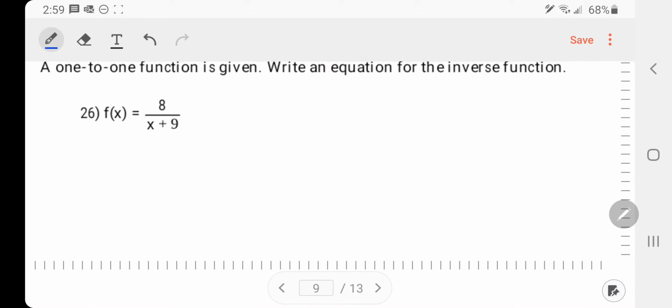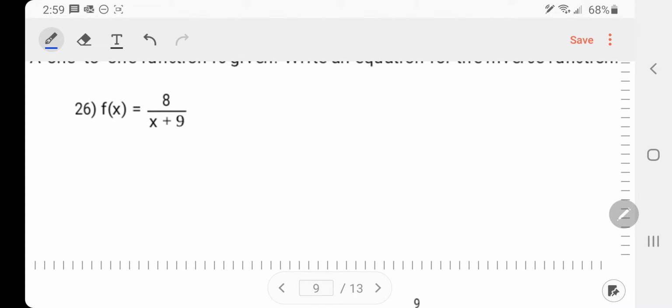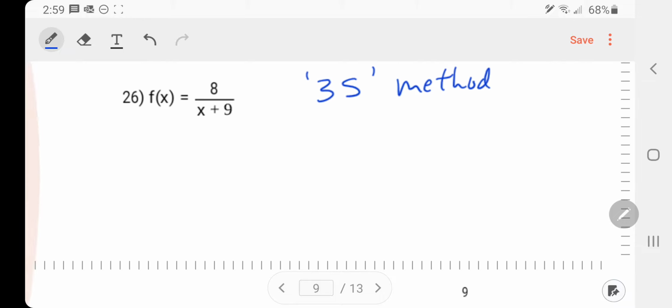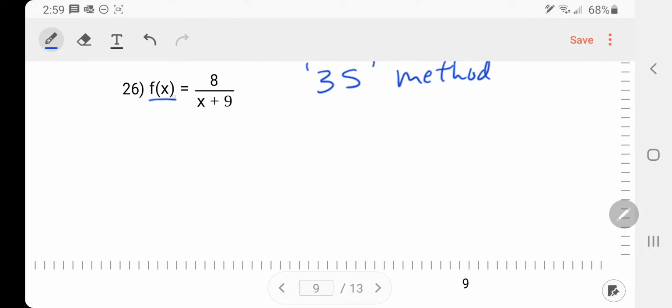Next, number 26, a one-to-one function is given. Write an equation for the inverse function. And this is going to be the 3S method. Anytime you're finding an inverse function, you want to use the 3 S's. And the 3 S's are substitute, switch, and solve. So the first S, substitute, says that we're going to replace f of x with y. That's the first S. Substitute for f of x, replace it with y.